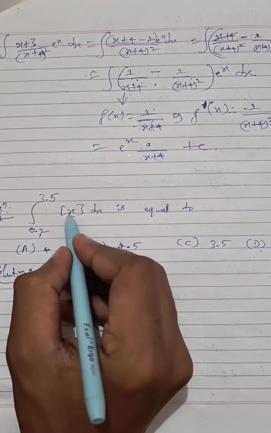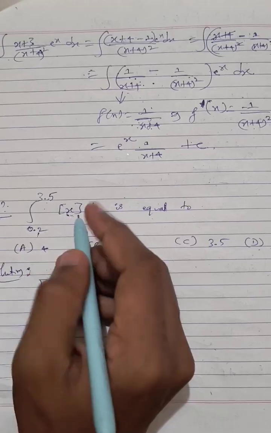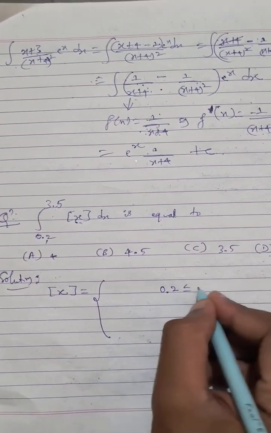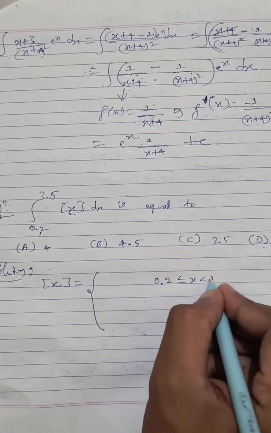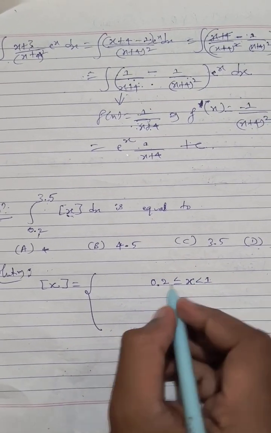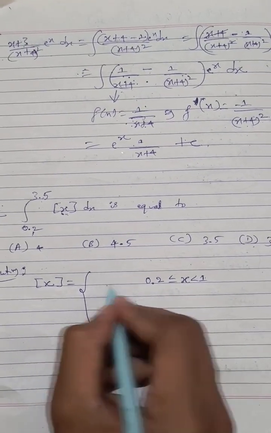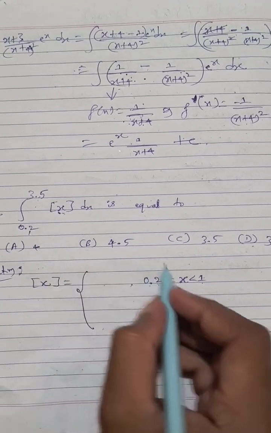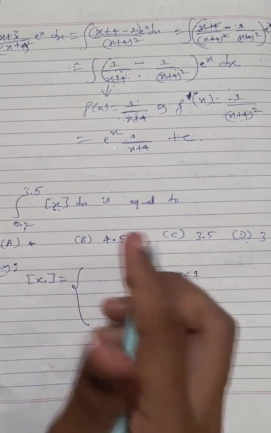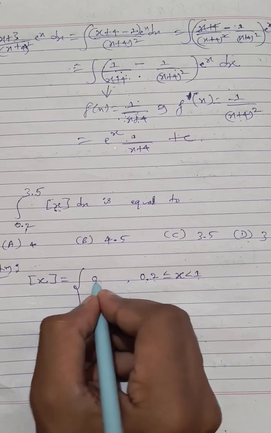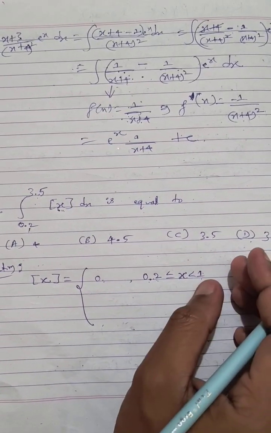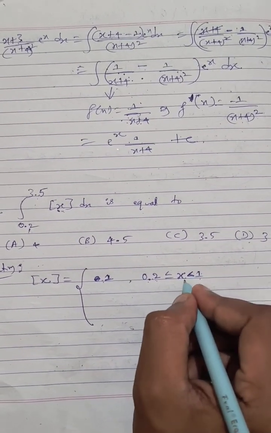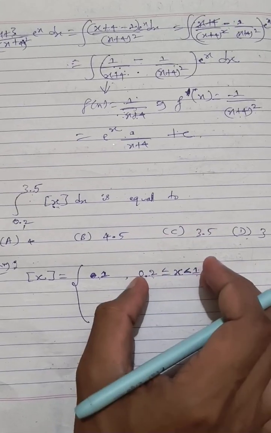The greatest integer value of x always changes its value at the integer values. So first consider 0.2. What is the next integer after 0.2? Obviously that is 1. So when x lies between 0.2 and 1, the greatest integer value of x within this interval is always, sorry, that is 1, not 0.